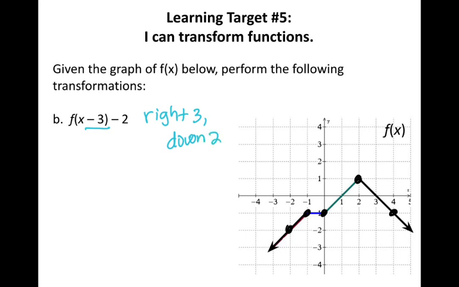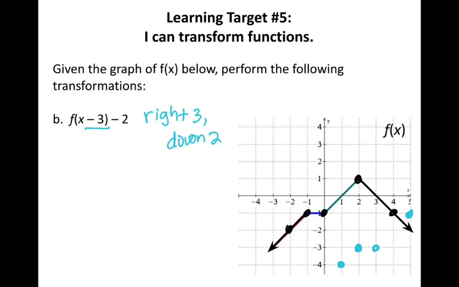So I can literally just take these points, move to the right 3 and down 2, and not have to worry about a table. So I'm going to take this first point over here, move it to the right 3, 1, 2, 3, down 2. There it is. Next point, 1, 2, 3, down 2. 1, 2, 3, down 2. This one up here, 1, 2, 3, down 2.